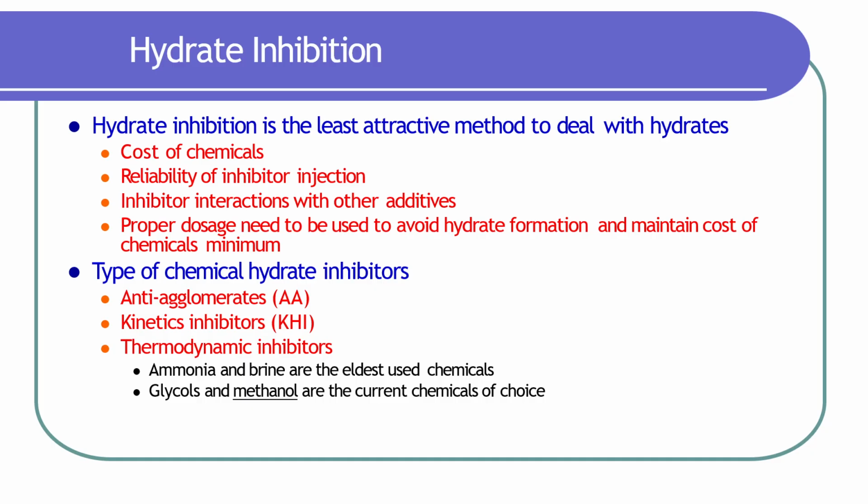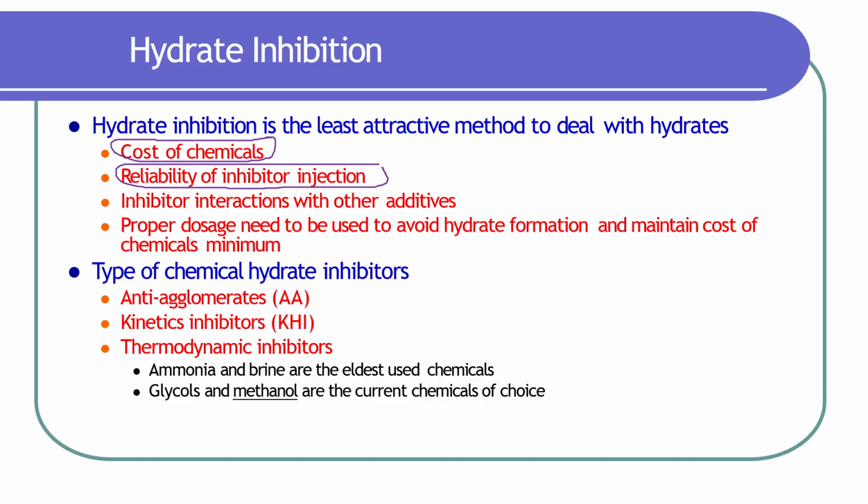And the injection of chemicals is not very attractive in industry for many reasons, such as the cost of the chemicals, because normally the cost of chemicals will be high, which means that you're going to add more cost to the production, and the reliability of the inhibitor injection, how effective is the use of these inhibitors, for example, for specific gas streams. And the third point is the interaction between the inhibitors and other components in the natural gas, such as the solubility, for example, of the inhibitors in the hydrocarbon phase, and we're going to talk about this later on as well. And the fourth thing is to identify the exact or proper dosage of this chemical that's going to prevent the hydrate formation and maintain the cost.